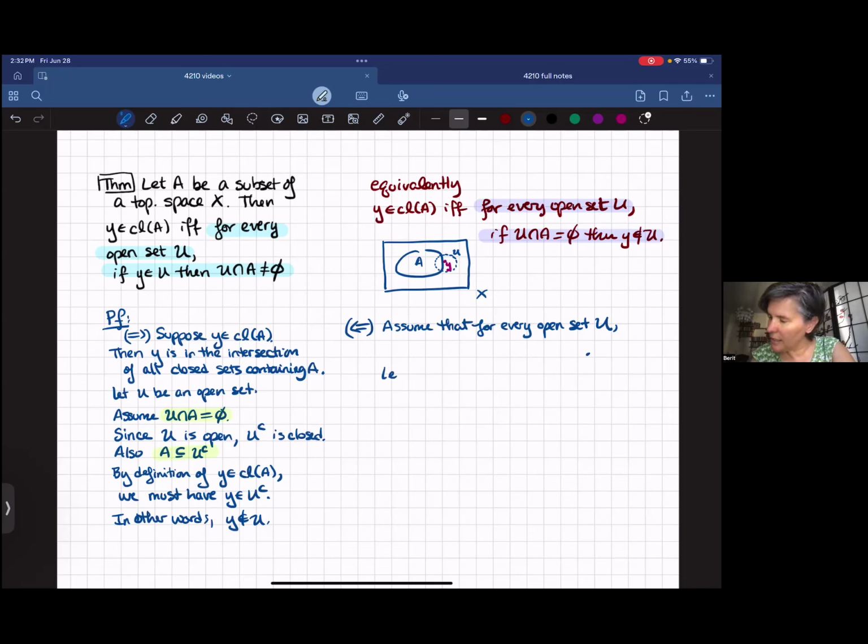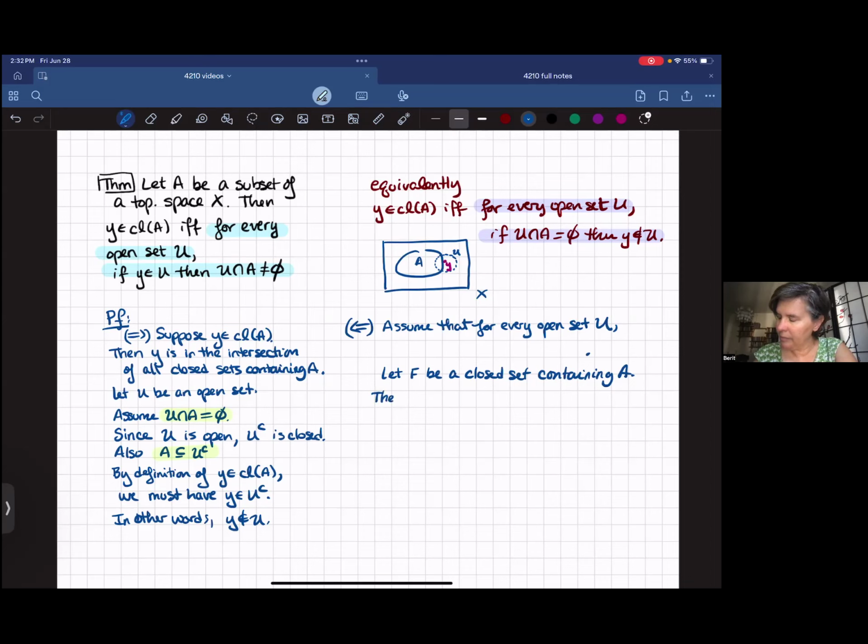So let's let F be a closed set containing A. Okay? I have to show that Y is in F. And since F is an arbitrary closed set containing A, that would mean that Y is in all of them, which means that Y would be in the intersection. So let F be a closed set containing A.